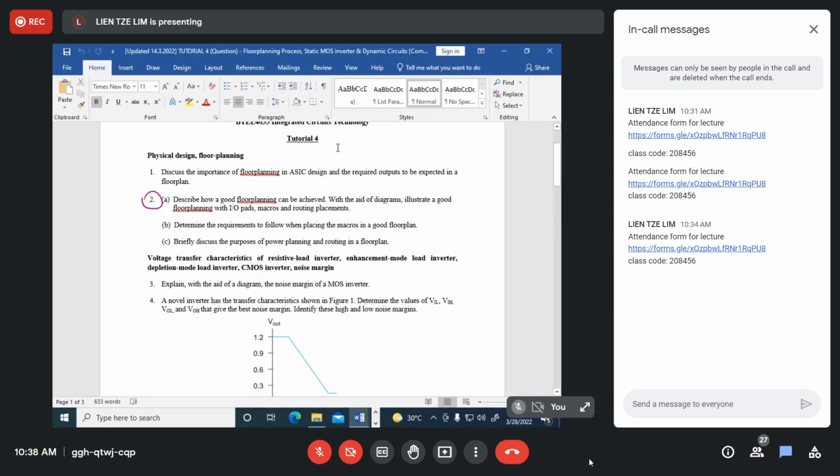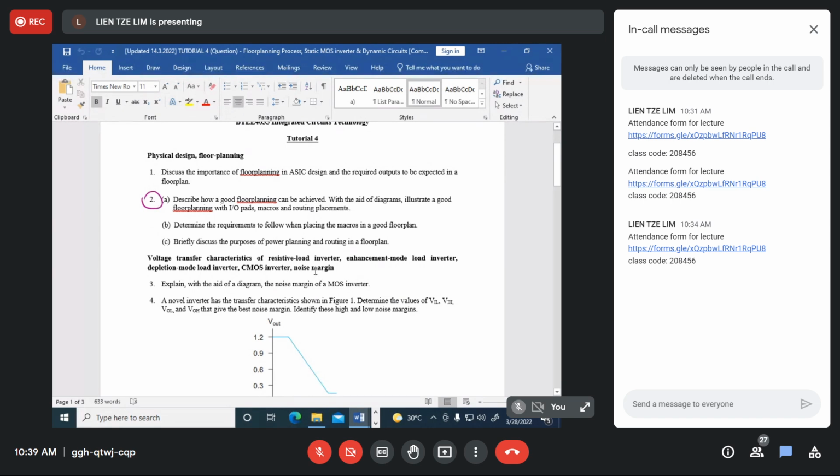The first question that I will discuss today is question 2. Question 2 has 3 parts, part A, B, C. Part A is to describe how a good floor planning can be achieved with the aid of a diagram. Illustrate a good floor planning with input-output pads, macros, and routing placement. For this one, the answer you can find from the lecture notes, or you can also check other books or any relevant website on floor planning.